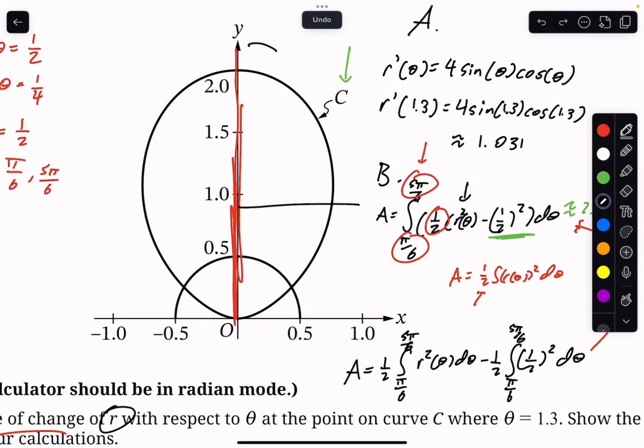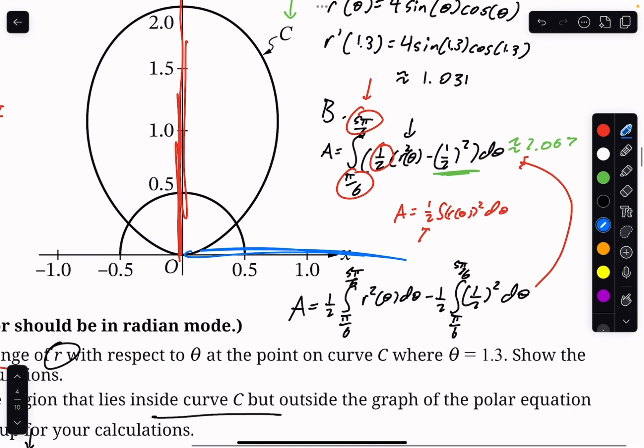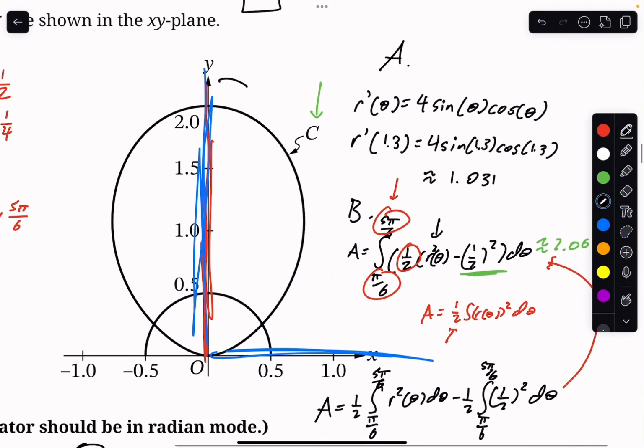But they told us our bounds are from 0 to pi over 2, so we're only looking in quadrant 1. So I can draw a little thing here, this to this. That's it. So there we go. Now we just want to maximize some point right here. It's probably about there. So what's that theta value?